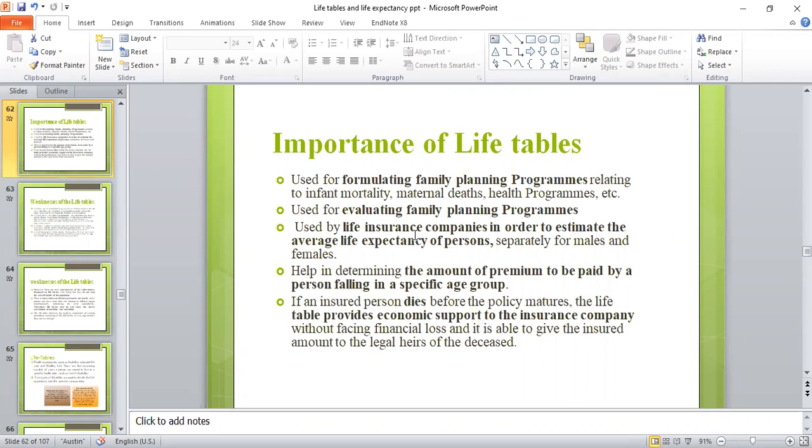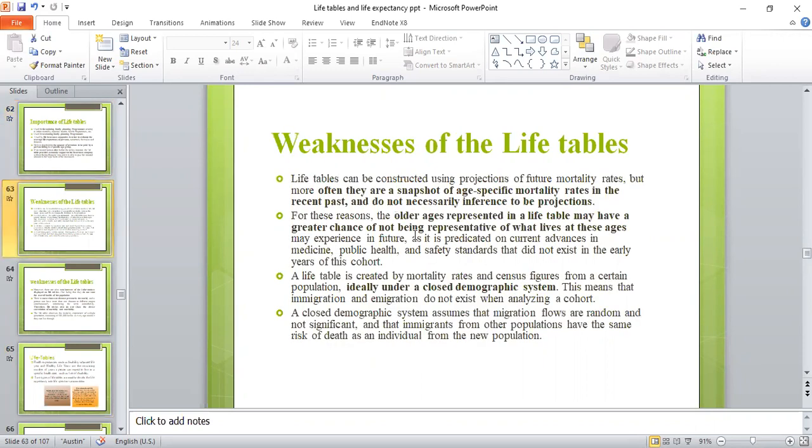to the insurance company. There are some weaknesses of life tables. Life tables can be constructed using projections of future mortality rates, but more often they are a snapshot of specific mortality rates in the recent past, and therefore they do not necessarily reflect the projections. For these reasons, the older ages represented in a life table may have a greater chance of not being representative of what lives at these ages may experience in future.